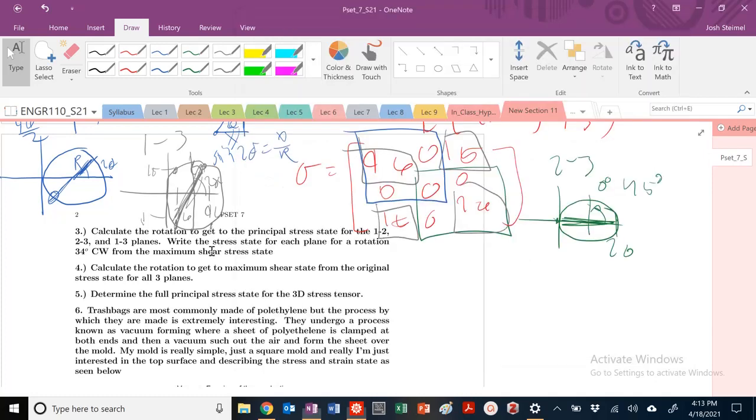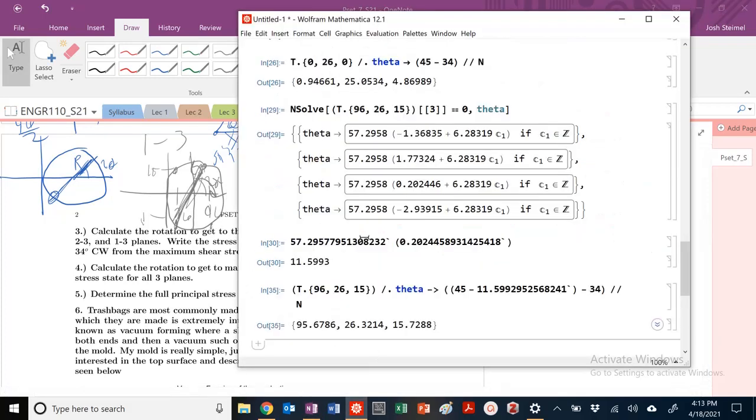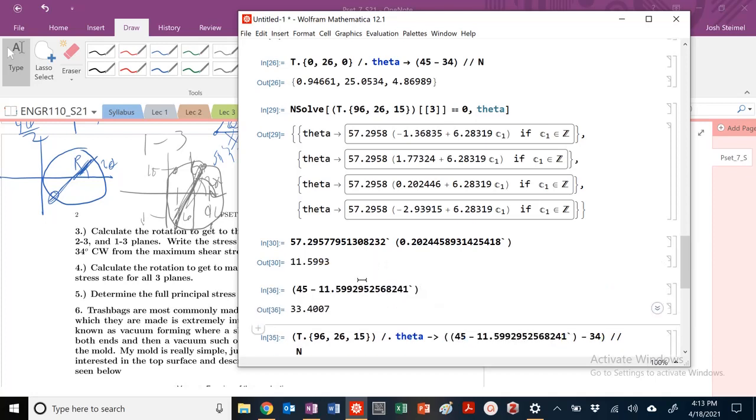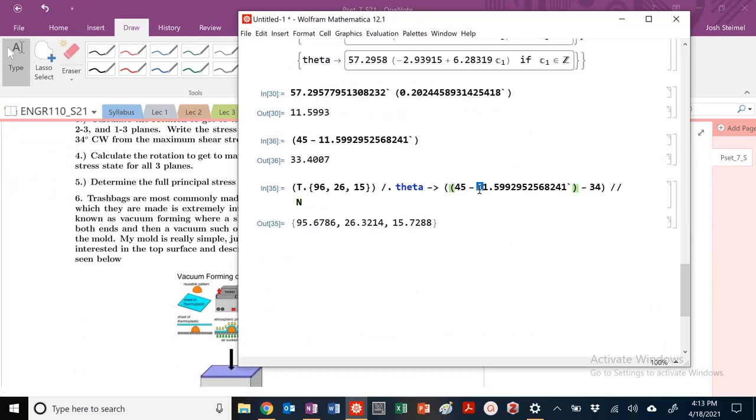There it is. So again, for this one, we found that theta is equal to 11 degrees. So I need to rotate clockwise 11 degrees to get to my principal stress state. I need to rotate 45 minus this, about 33 degrees counterclockwise, to get to my maximum shear. And then from that maximum shear, I need to rotate 34 opposite there. So that's the rotation I have to do, and this is why the linear algebra approach is so nice, right?